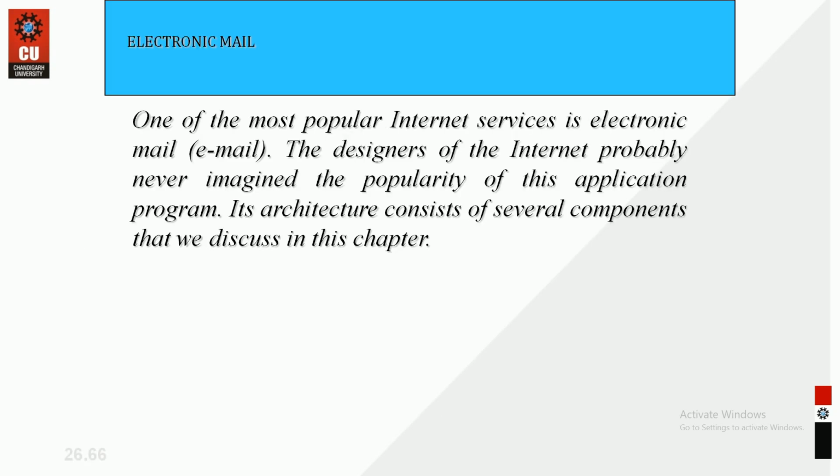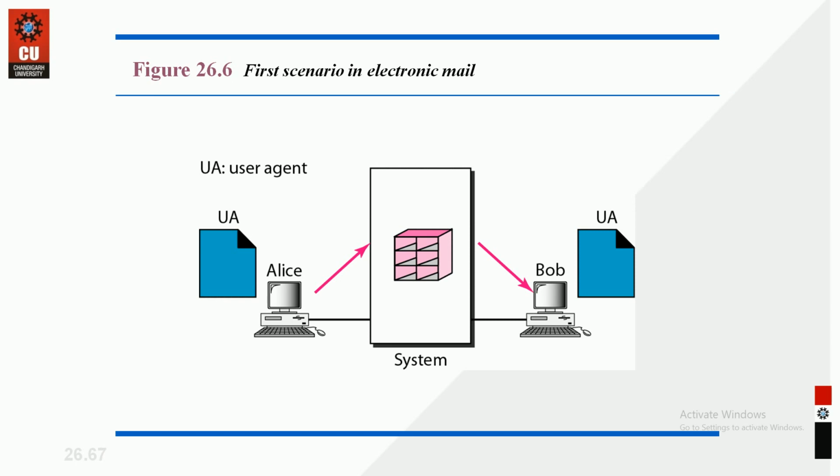Okay. Now first we will discuss email. Email is the most popular internet service. It has a very simple architecture. We'll discuss three or four cases for email. UA stands for user agent. Let's say this is my system. I've already given a tutorial on how we can create a mail server in the lab, how we can use the DHCP server, and how we can use the DNS server.